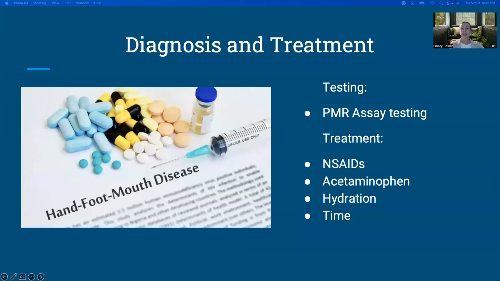Diagnosis and treatment. It is typically diagnosed through a polymerase chain reaction assay, so PCR testing, and that is a more resource-friendly way of testing, and it's the fastest way to test as well. Treatment options are typically just supportive care that may include NSAIDs, acetaminophen, and hydration. And then other than that, it is just waiting, so time. Symptoms usually resolve on their own in 7 to 10 days. They're actually looking at some vaccine candidates for it. Many have been developed in China and are being used, and there are some others in the making.